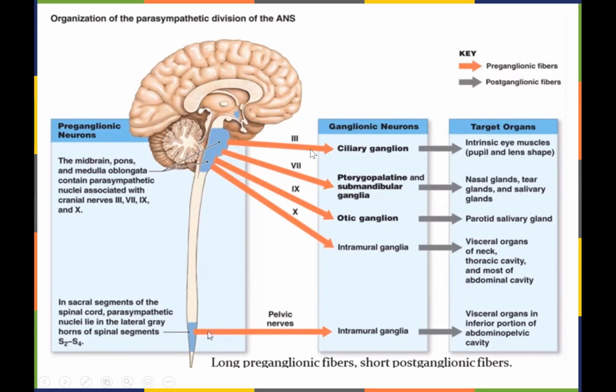The most important would be nerve number 10, the vagus, which is intramural, meaning on the wall of the organ. So you can see nerve 10 is going to innervate the visceral organs of your neck, thoracic cavity, and most of the abdominal region here. So the parasympathetic nerves are also called craniosacral, cranium and sacral, right? So it's called craniosacral.